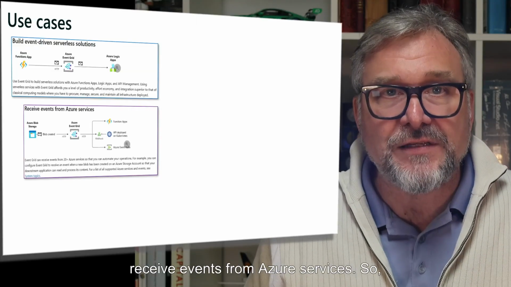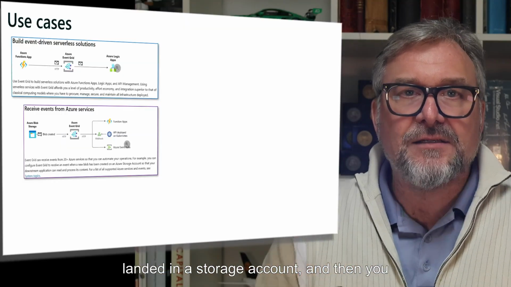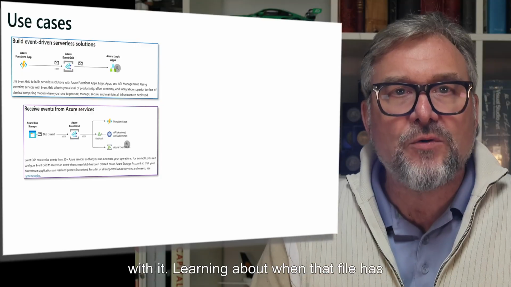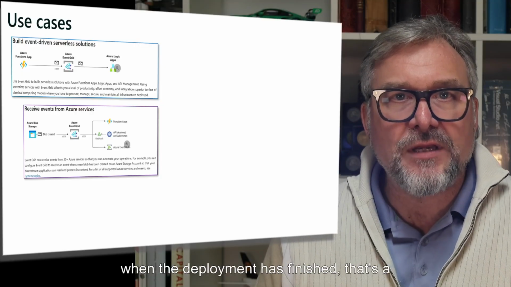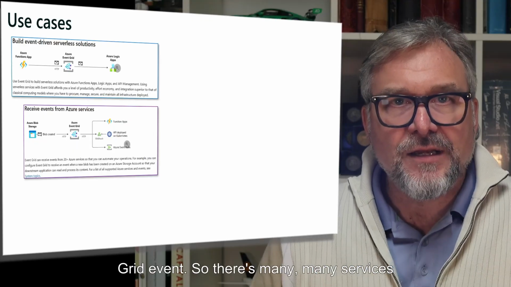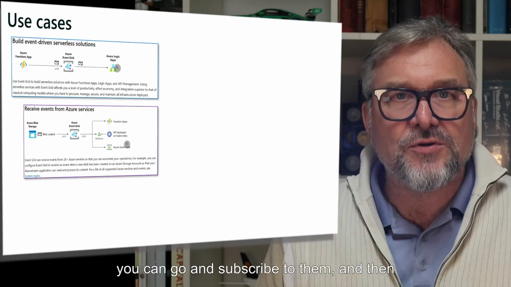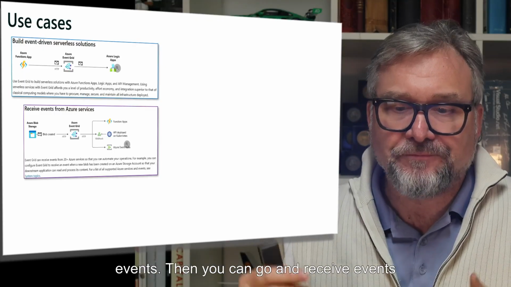You can receive events from Azure services. So, most popular case, a file has landed in a storage account and then you want to pick it up and do something with it. Learning about when that file has landed, that is a Grid event. Learning when the deployment has finished, that's a Grid event. So there are many services which are raising a family of events, and you can subscribe to them and then trigger something with those events.